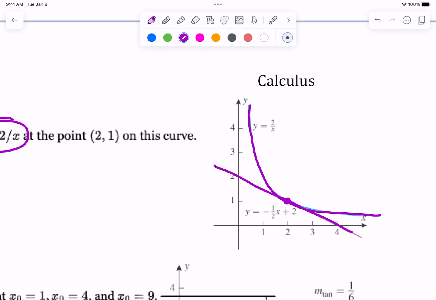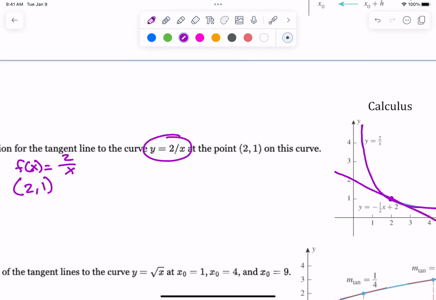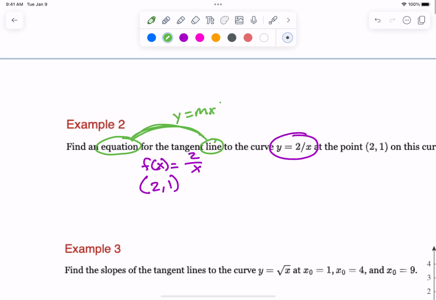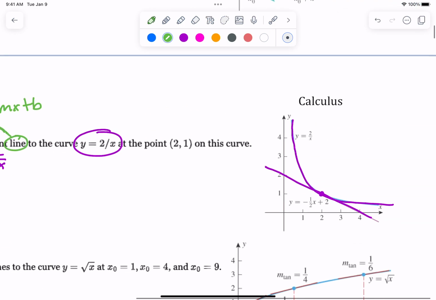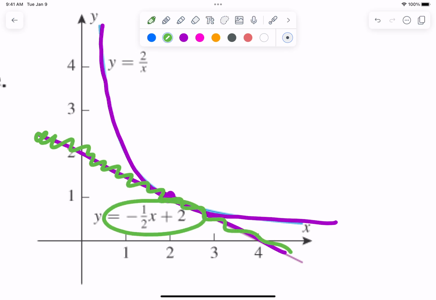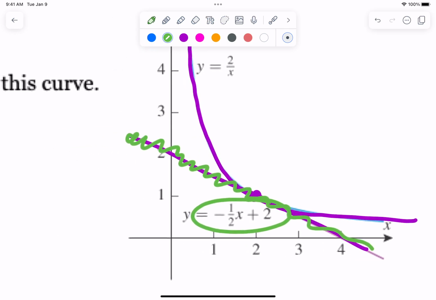When they say equation of tangent line, I'm going to circle equation and circle line. What's the equation of a line? y equals mx plus b. That's what we're looking for, the equation of a line. They already have it solved for you over here. I'm going to show you how we get to that answer: negative 1/2 x plus 2. That's what we're getting to.